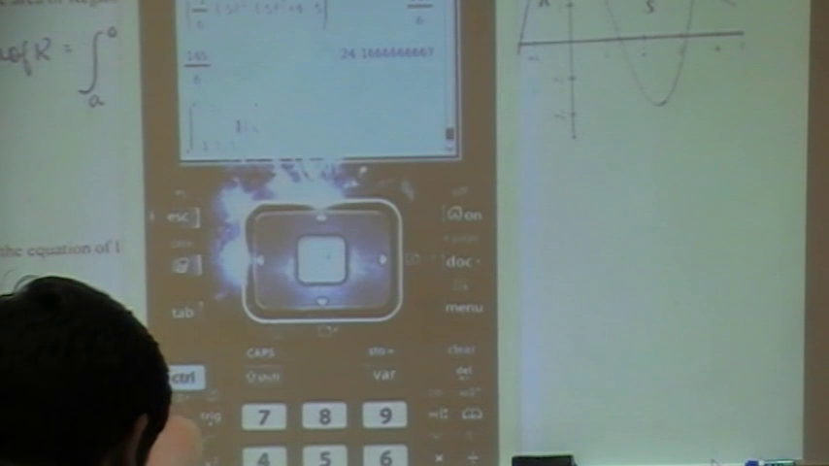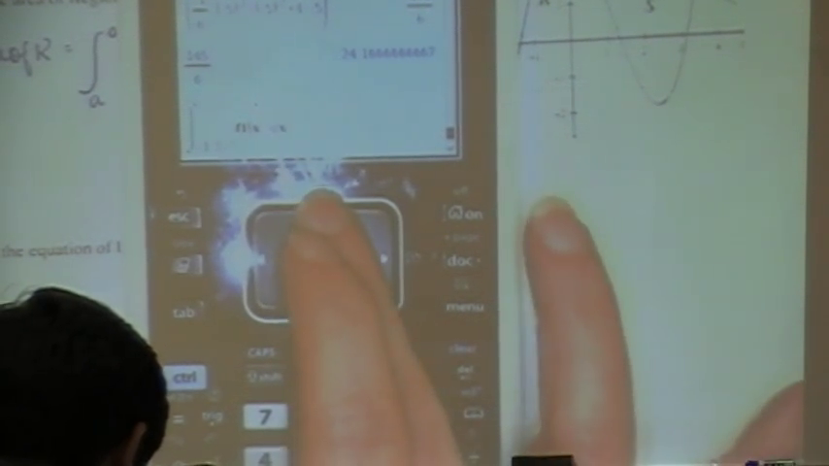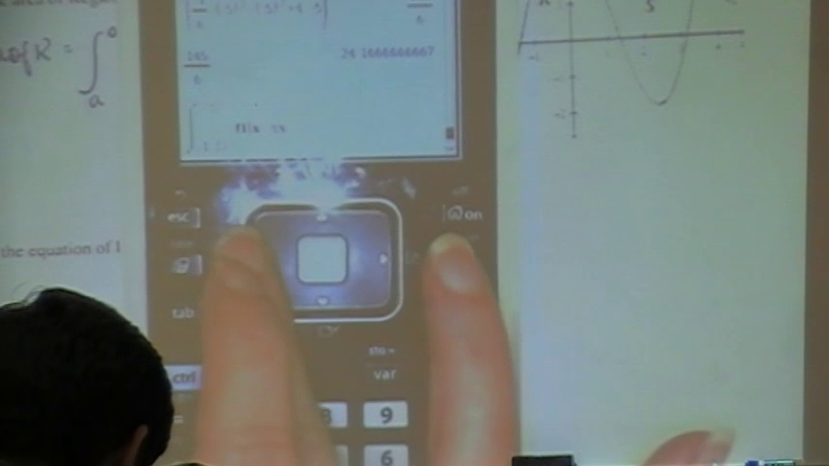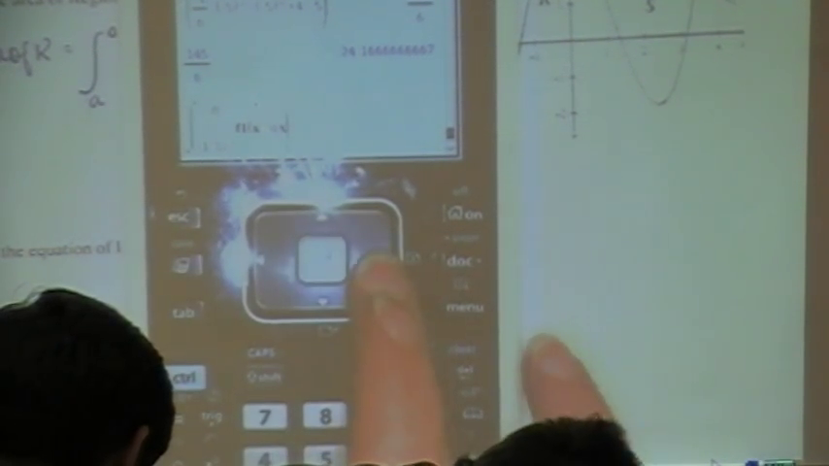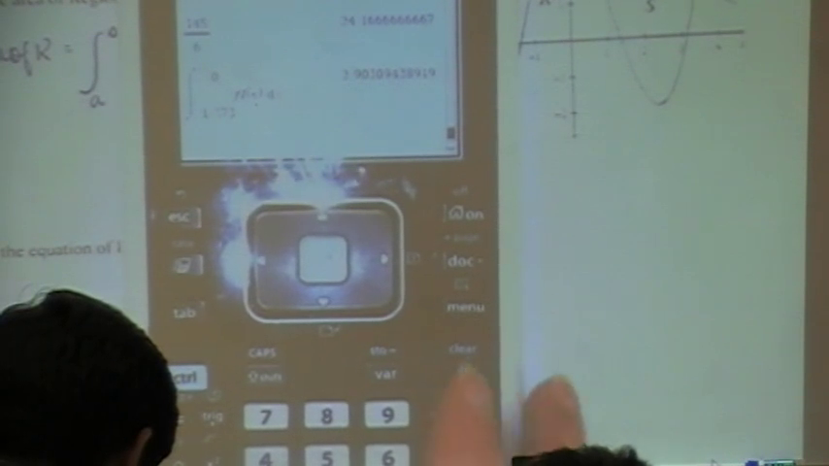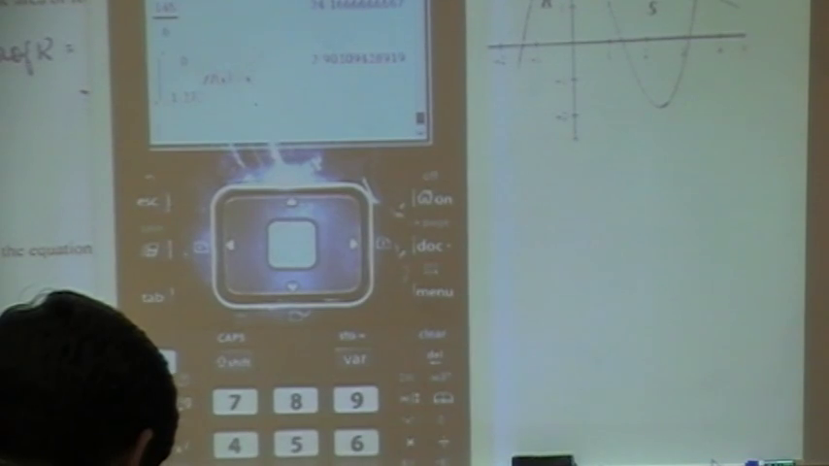Why didn't you give me 3 then? You need to change your settings. What do you have to plug in there with x? I got 2.903. That's what I got.